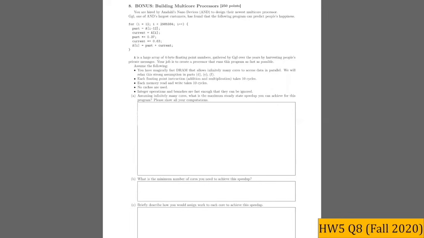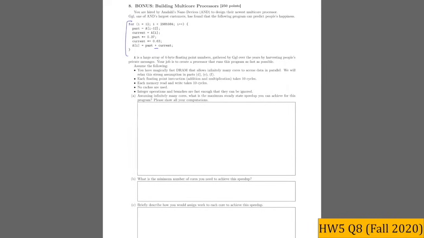So it's a for loop here. Some values read, written to past, same per current, some multiplication happening, and addition, and again, the result is written to AI. So A is a large array of 4-byte floating point numbers gathered by GGL over the past years by harvesting people's private messages. Your job is to create a processor that runs this program as fast as possible.